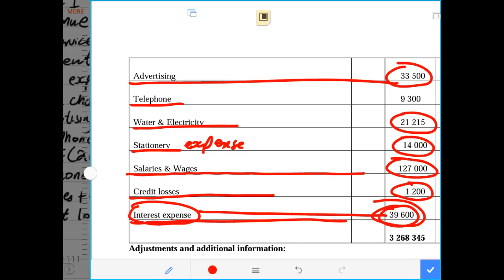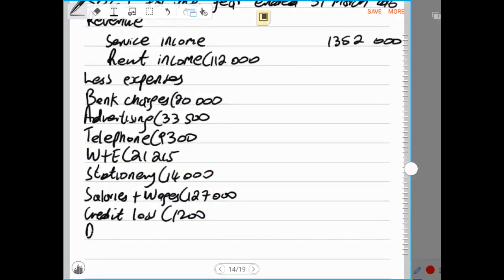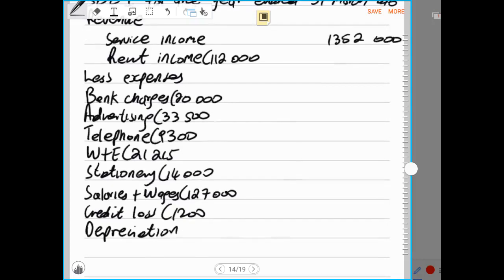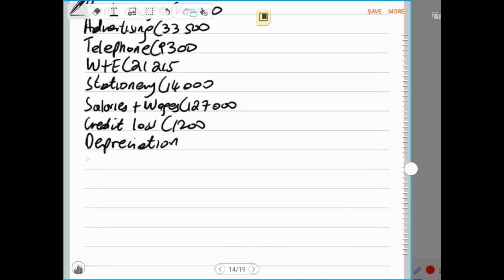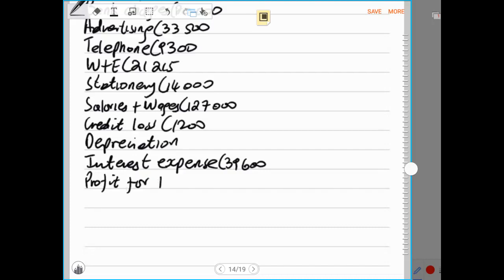But there is another expense that we must make provision for, which is normally called depreciation. Although it's not here, there might be a need for depreciation. So now let us make provision for depreciation. Then after we record our finance cost, which is interest expense, and our interest expense is given to be 39,600. We open brackets 39,600 rands. So now that will be our total expenses, and the net of this will give us profit for the year. This will be our profit for the year.